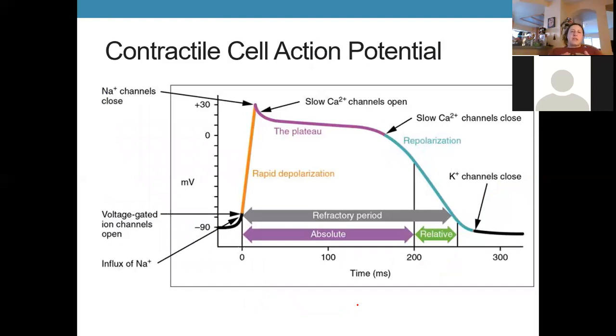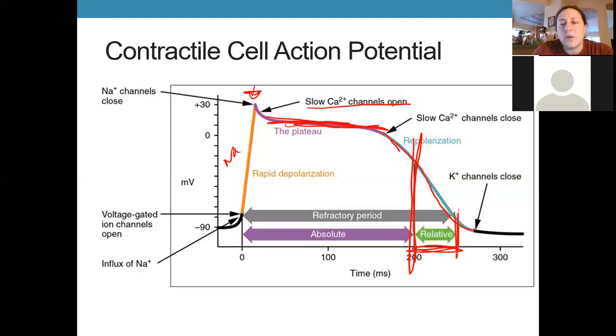So this is what the action potential of a contractile cell looks like. It's very different from any other type of cell. We're hitting threshold because of the conducting cells. We're opening the voltage-gated ion channels, sodium causing rapid depolarization, sodium channels closed, calcium channels open, and the potassium channels are going to open somewhere in here as well, and that maintains this plateau. Then the calcium channels close, potassium stays open, and so then we repolarize. The absolute refractory period is up to halfway through the repolarization. The relative is right here. So under normal circumstances, we fully repolarize before we can initiate another action potential.